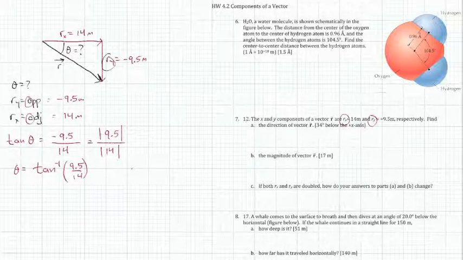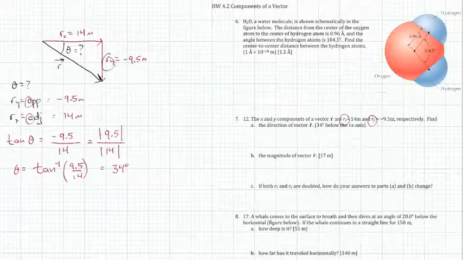Now again, your calculator needs to be in degree mode, not radian mode, but that'll give us our angle in, well, honestly, whatever mode you're in, but we want degrees. So what is the inverse tangent of 9.5 over 14? That should be about 34 degrees.